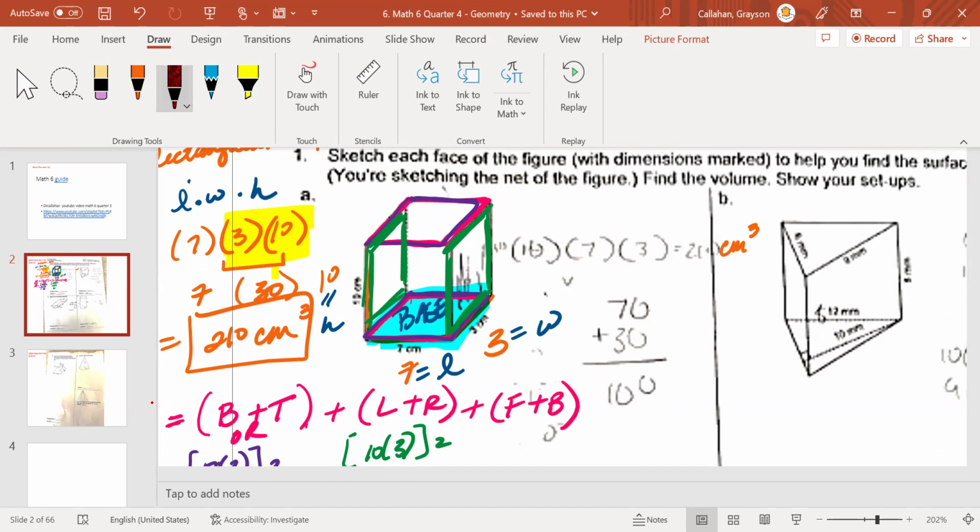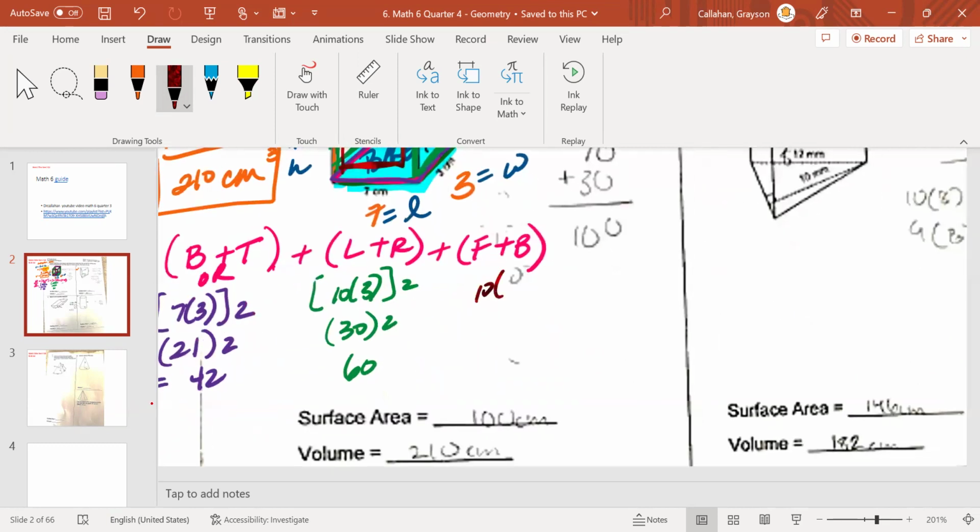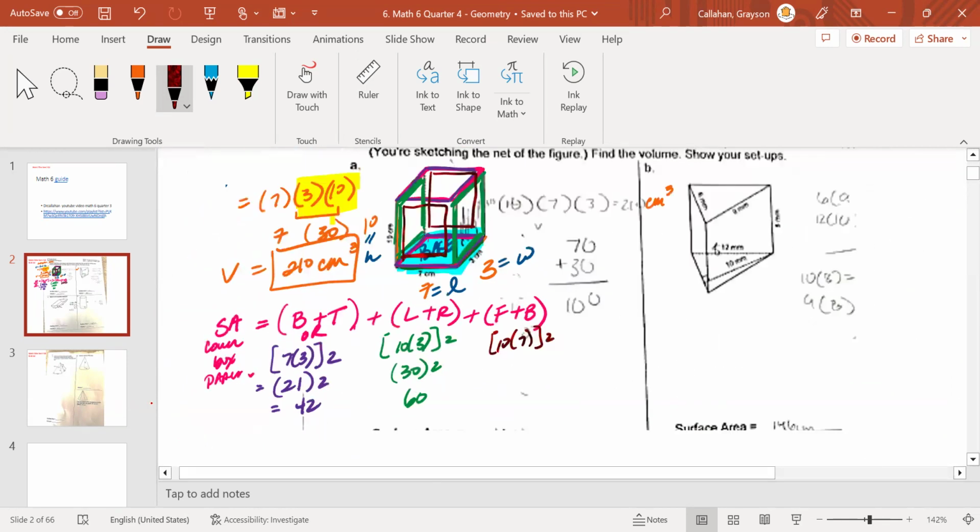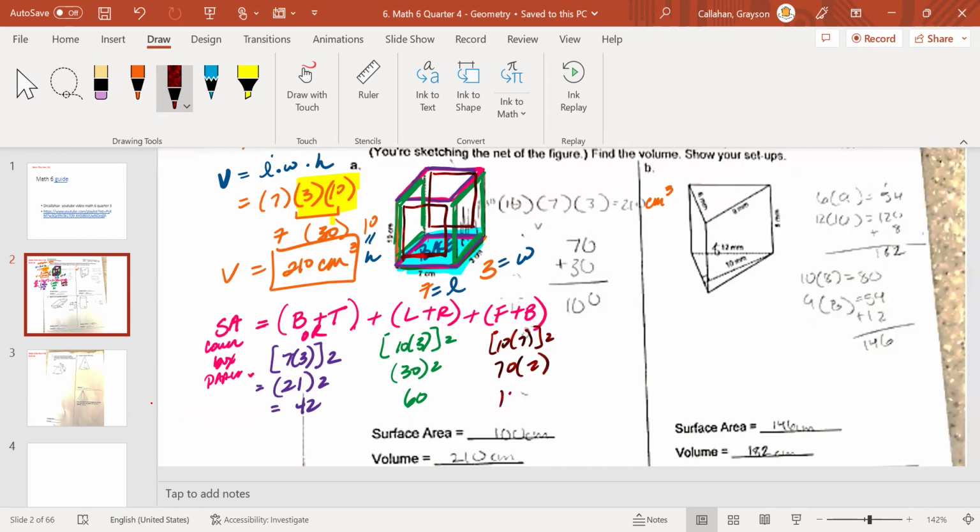Front and back, you're right, 10 and 7. So it's this part right here. Do you see this part right here in red? And also this part right here in red. Do you see that? Okay. So that will be 10 times 7. And there's 2 of them, right? So then that's going to give me 70 times 2, which is 140.